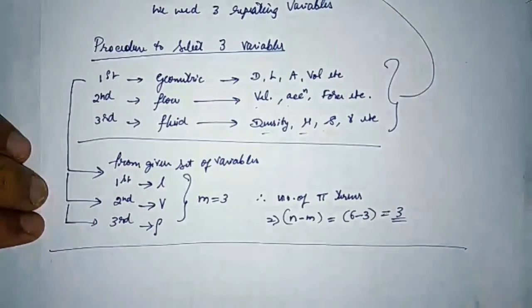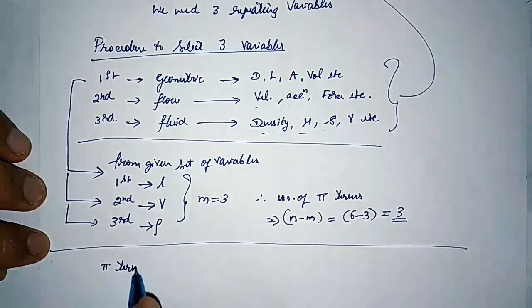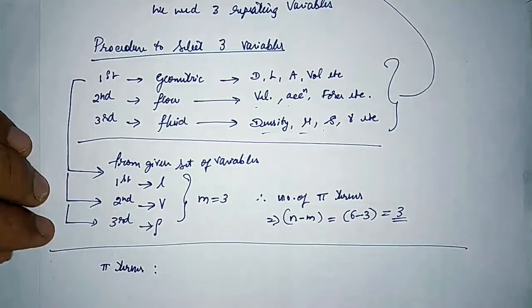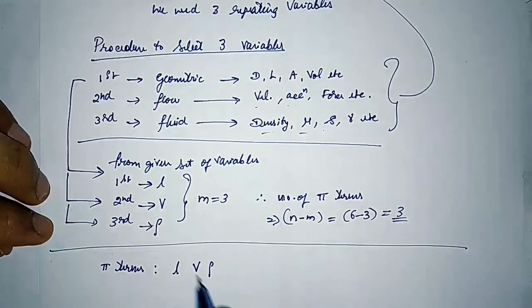So that means there are 3 pi terms, pi 1, pi 2 and pi 3. Now the next work is to write the pi terms, and the procedure is like this. We have to write all the 3 repeating variables first with their respective power terms, which are mentioned in small letters like a, b, c. Then we have to add one variable to this set which is not selected as a repeating variable, but is present in the given set of variables. So we'll write like this: L, V, ρ, and their powers are a, b, c respectively.